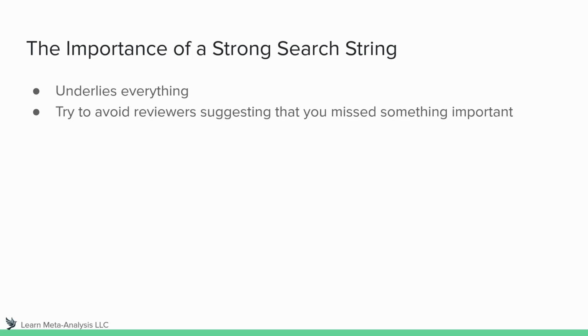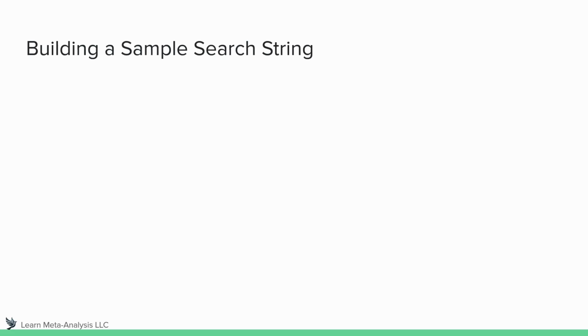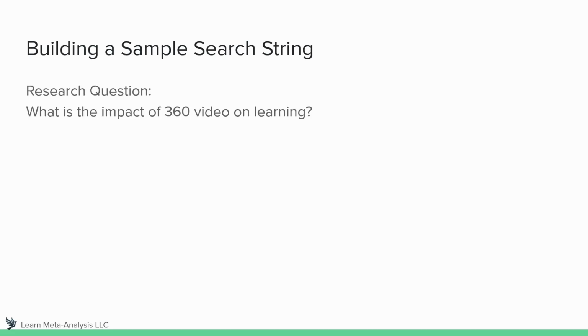So it's really important that we try and think about these issues ahead of time and come up with a really strong search string. As I mentioned probably 15 times already in this video, your review is only as good as your search string. So we really need to put time into making sure that our search string is as good as it can possibly be. All right, so how do we build it?